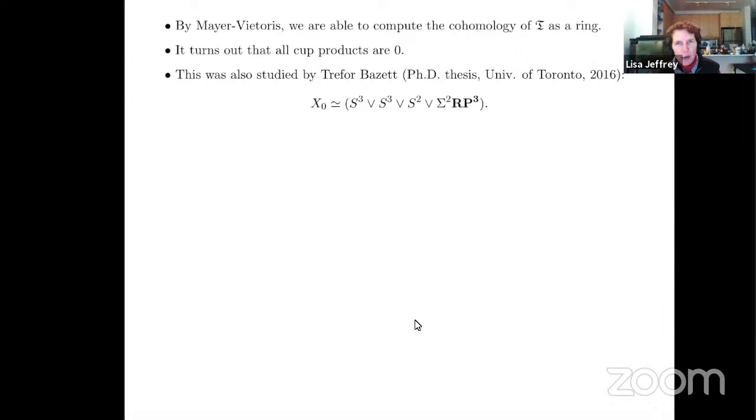This space was also studied by Trevor Bazett, who was a student of myself and Paul Selick. He graduated in 2016, and he showed that the space of commuting two-tuples is in fact homotopy equivalent to this wedge sum, from which you can extract the integral cohomology.